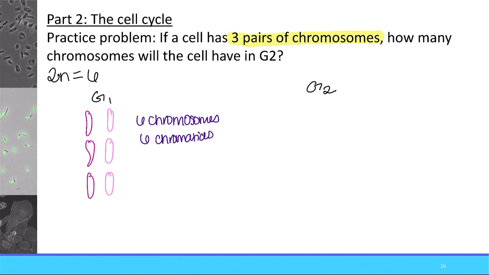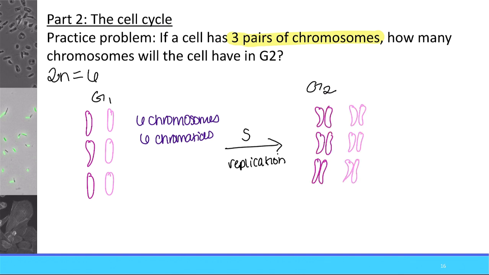And to get from G1 to G2, we have to go through S, which is replication. And so we will end up with each of those chromosomes being replicated. And so we have 6 chromosomes, but each chromosome is replicated, so we have 12 chromatids. So again, just more practice in putting all these pieces together. So let me know if you got this correct in the comments below.